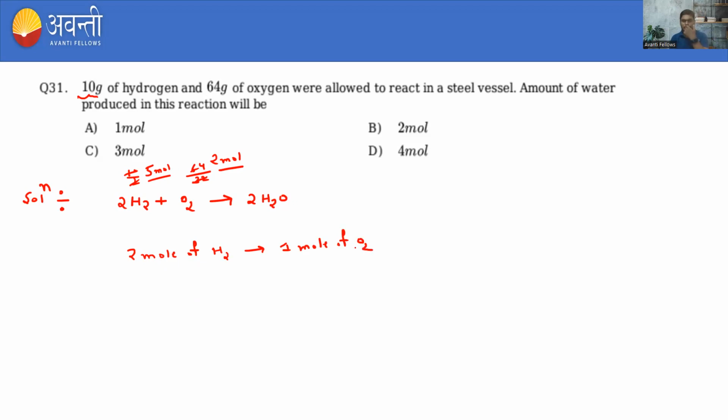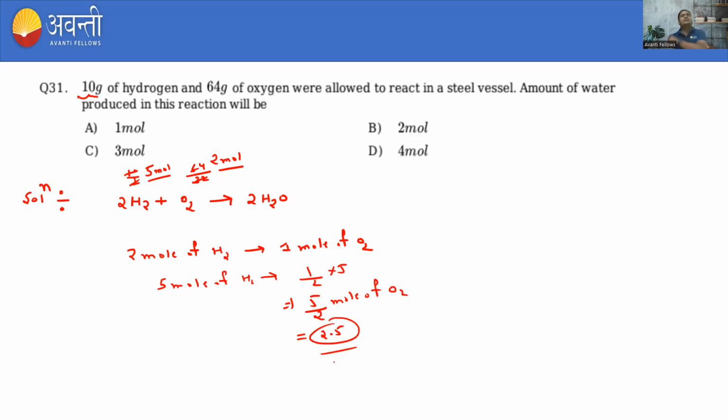That is basically 2 mole of H2 requires 1 mole of O2 for the reaction, right? So 2 mole of H2 requires 1 mole of O2. According to the question, 5 mole of H2 is given. So 5 mole of H2 requires how much? 5 mole of H2 requires 1 by 2 into 5, that is 5 by 2 mole of O2. 5 by 2 mole of O2 means what, beta? That is 2.5 mole, right?